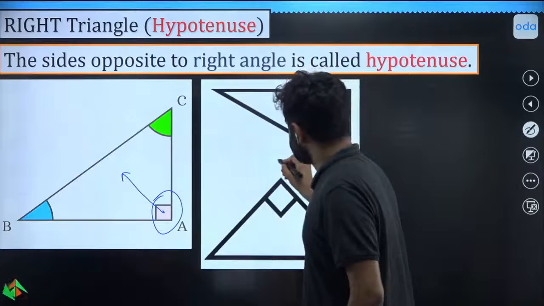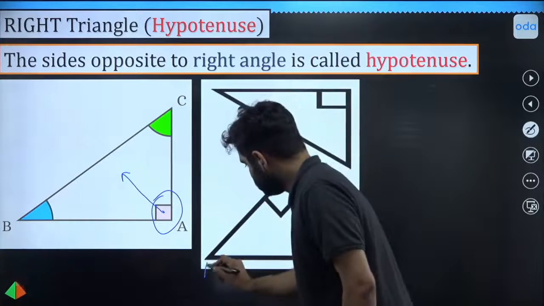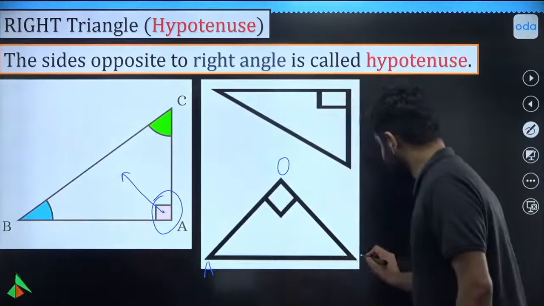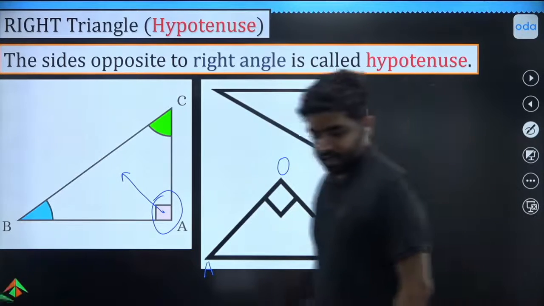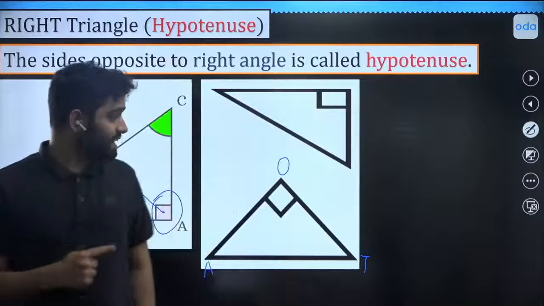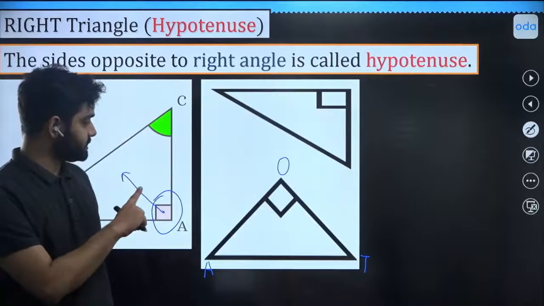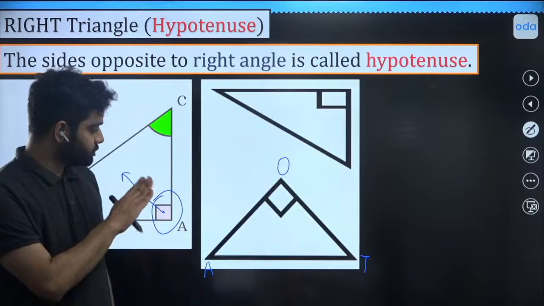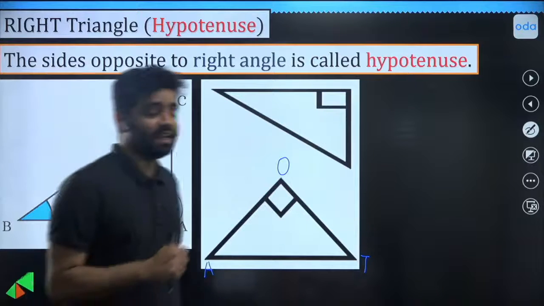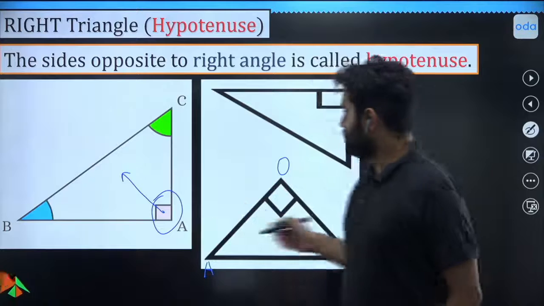Now let's say this triangle has the name OAT. So what will be the hypotenuse in OAT? You need to answer me this. In the triangle OAT, the side in front of 90 degrees will be the hypotenuse. So what is the 90 degree angle? Angle at O. So what is the side in front of angle O? That is AT. So AT will be the hypotenuse.